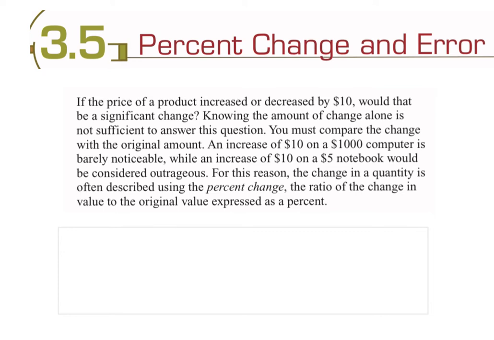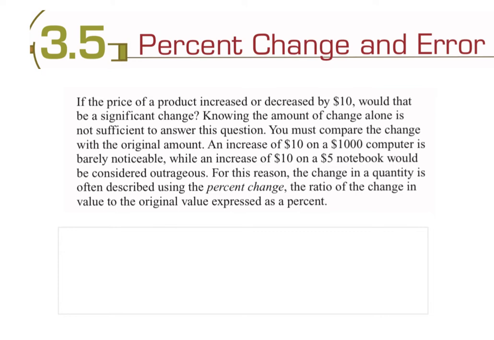And they give the example, a $1,000 computer increases $10. People aren't going to notice that much. But if your $5 notebook increased $10, went from $5 to $15, you would think that was a crazy increase. But it was the same dollar amount. They both increased $10. Why did it seem different for the computer versus the notebook? Well, the original price was different. And so paying $10 extra on a $1,000 computer doesn't seem as big as paying $10 on something that's $5.